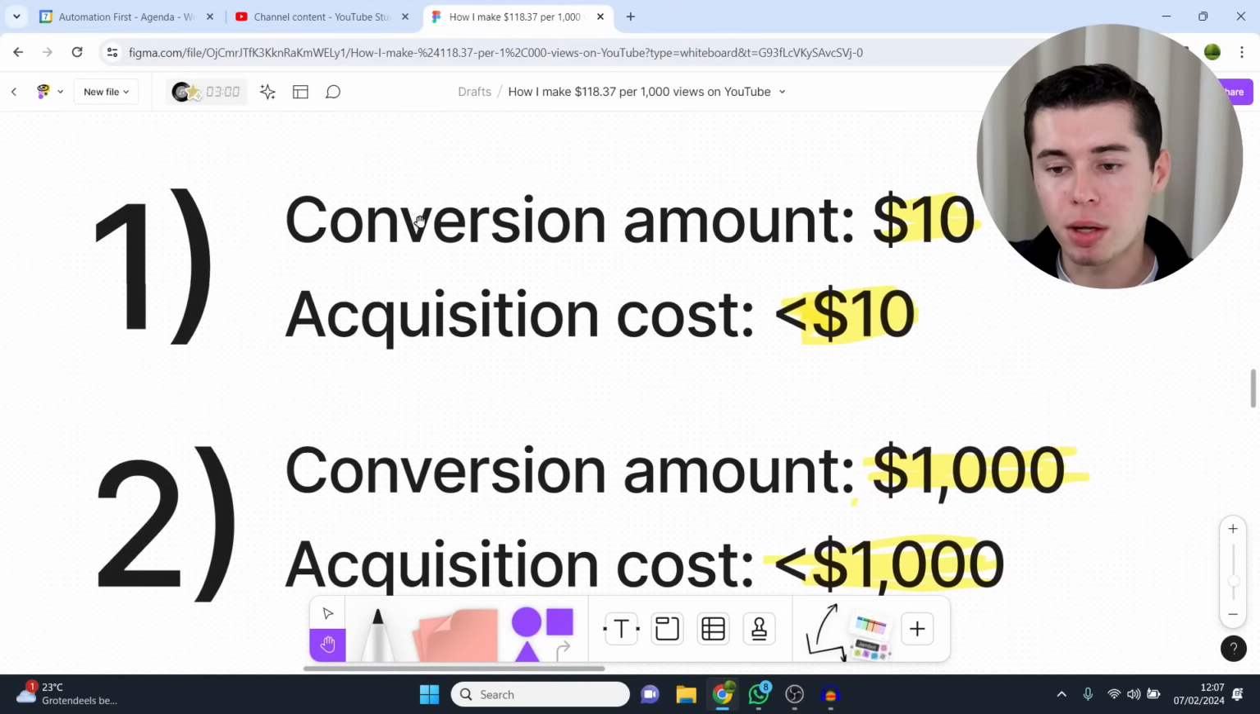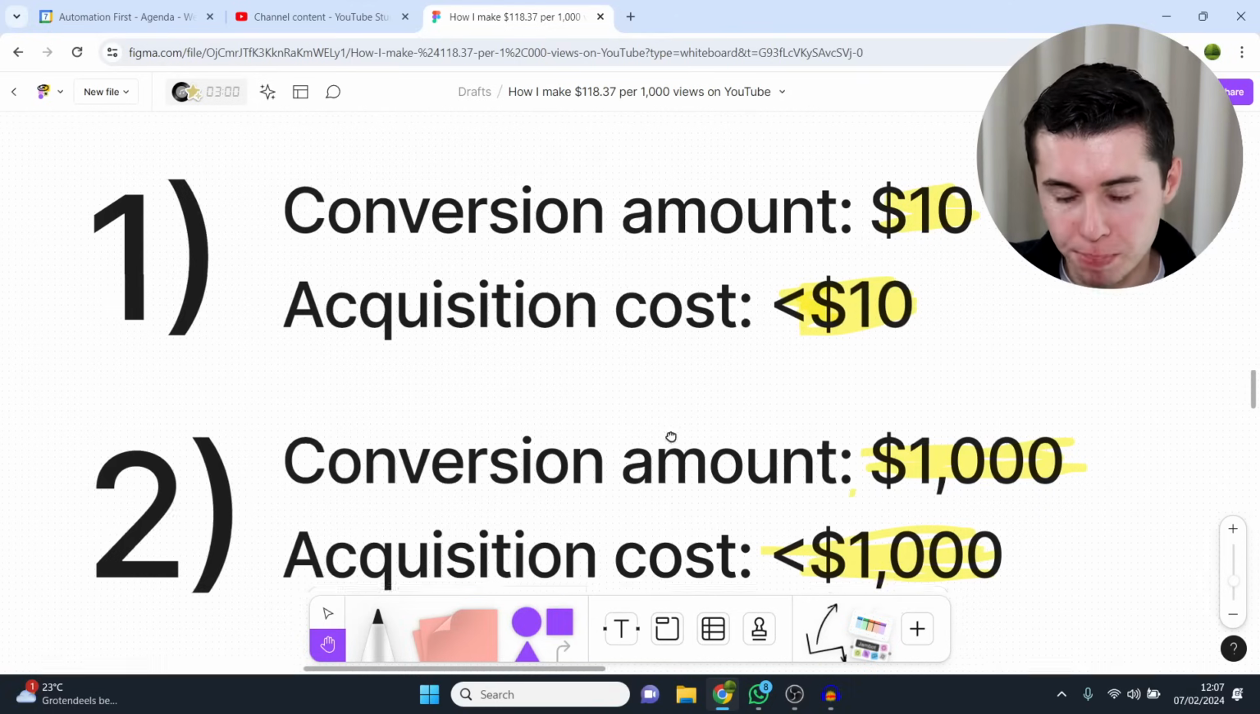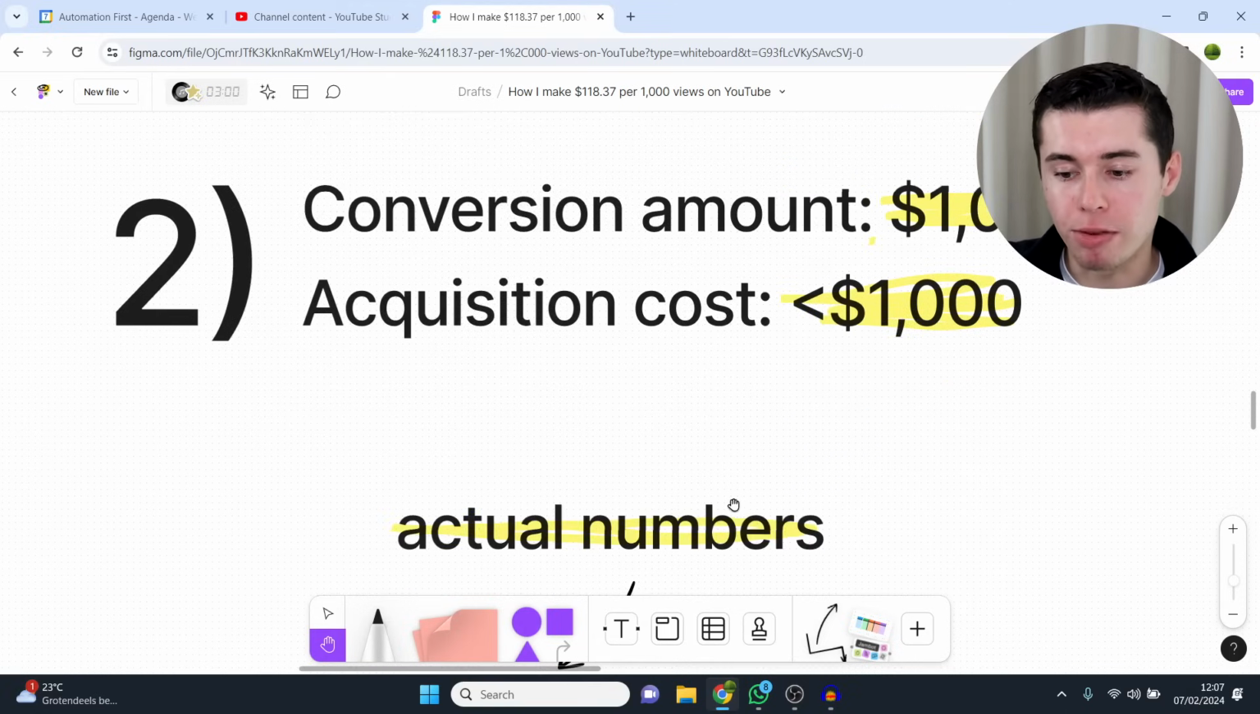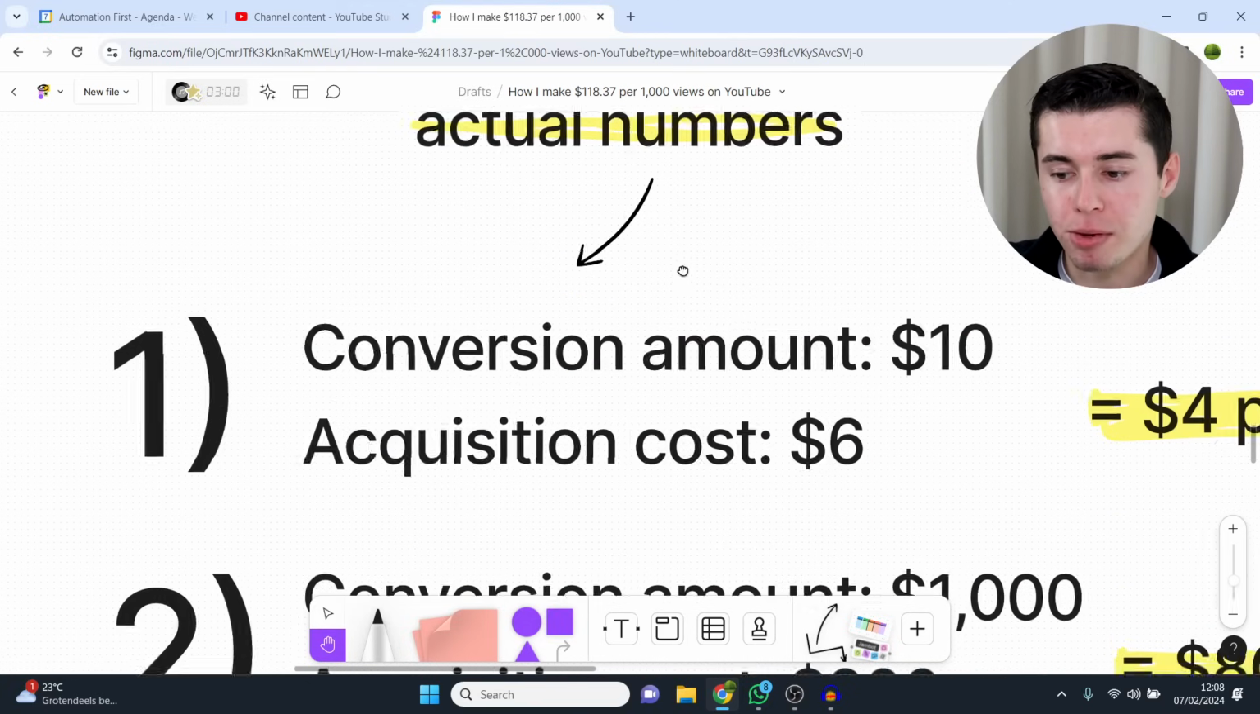In scenario 1, the conversion amount will be $10. Realistically, that means that the acquisition cost should be anything less than $10 to leave a profit. In scenario 2, the conversion amount is $1,000, which means that the acquisition cost should be anything less than $1,000 to leave a profit. Now let's put actual numbers in place there.